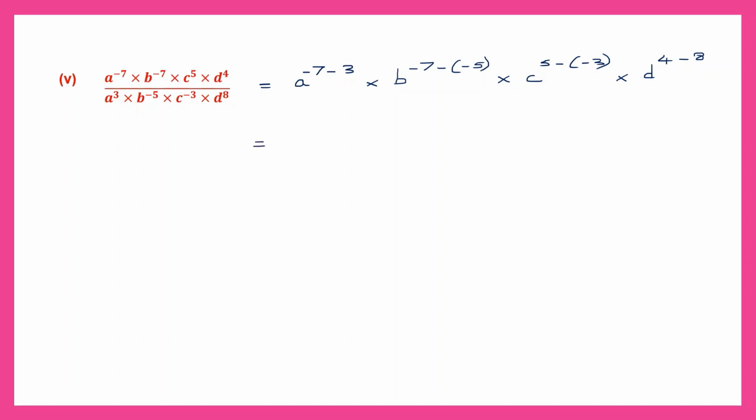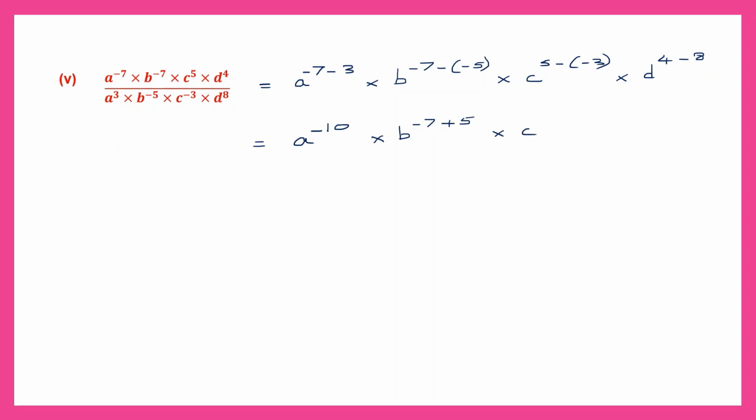Okay, now let's simplify this. So A, now the powers are minus 7 minus 3. When signs are the same, put the same sign and add. So let's put the same sign, that will be minus, and add. 7 plus 3 is 10. So a to the power of minus 10. Now let's go to B. So we'll write b. Now here we have brackets. So first let's open the brackets. So when you remove the brackets, you have to see the sign before the bracket. If it is minus, this sign will change. So this is going to become plus 5. So let's write that minus 7 plus 5. So b to the power of minus 7 plus 5.